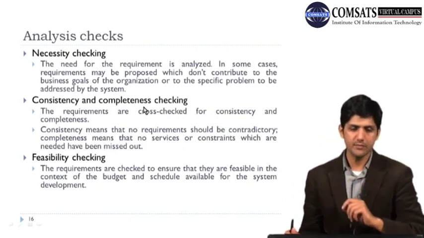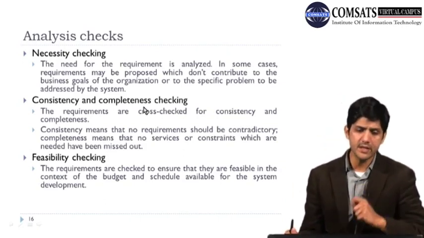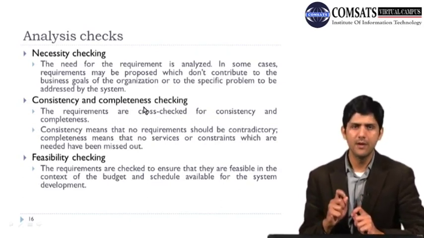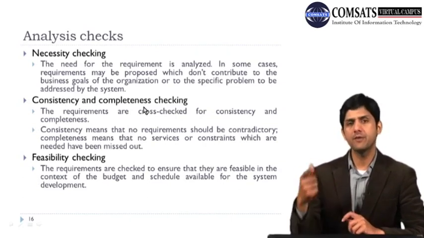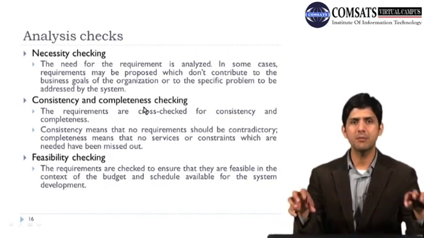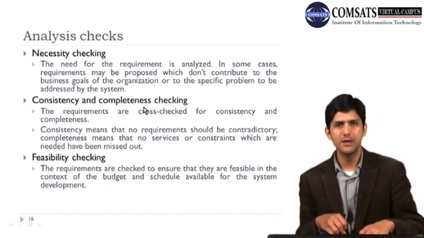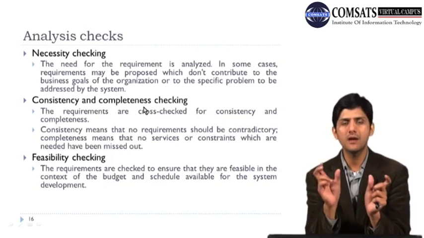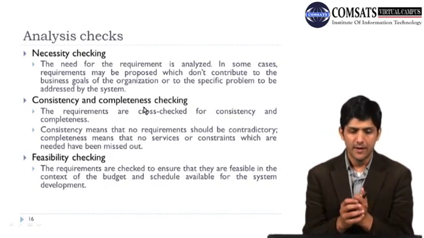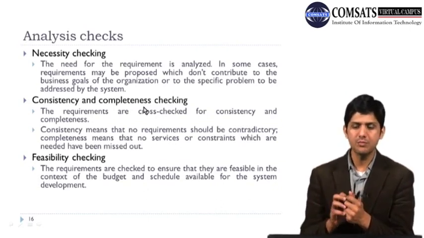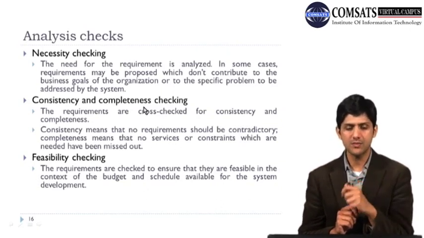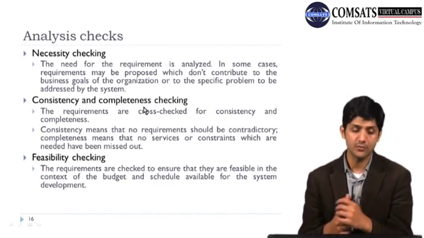Similarly, in consistency and completeness checking, the requirements are cross-checked for consistency and completeness. As I said, we have discussed this example already: in a registration process, students and the administration might give you conflicting requirements. So you need to identify if there are any conflicting requirements that you have gathered, because you want to resolve those conflicts. Consistency means that no requirement should be contradictory. Completeness means that no services or constraints which are needed have been missed out. So completeness is very important.